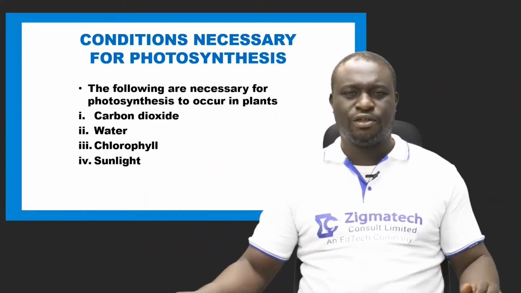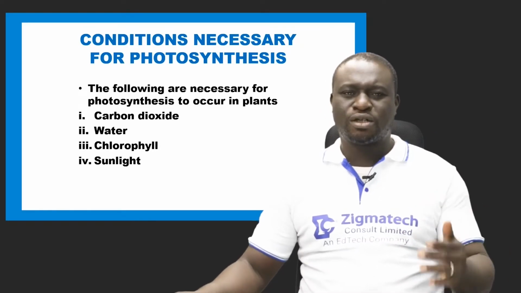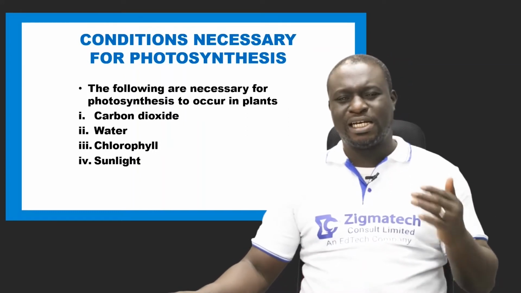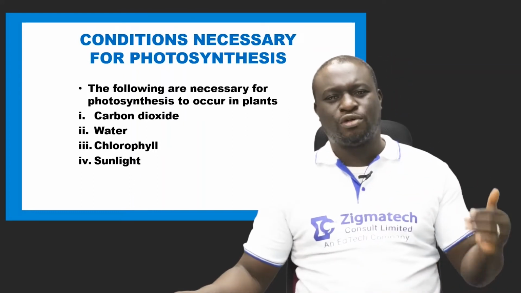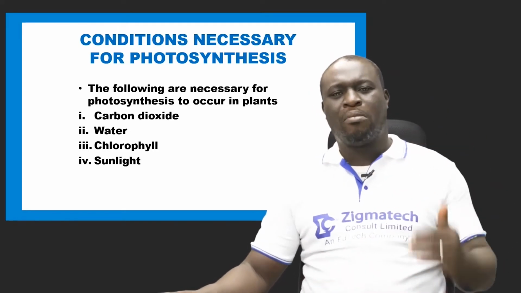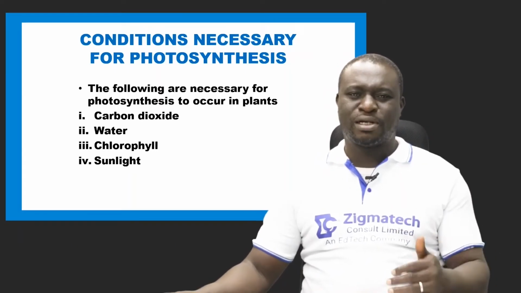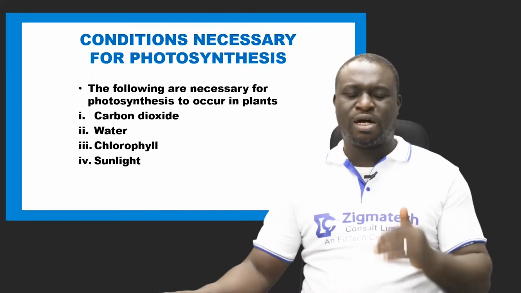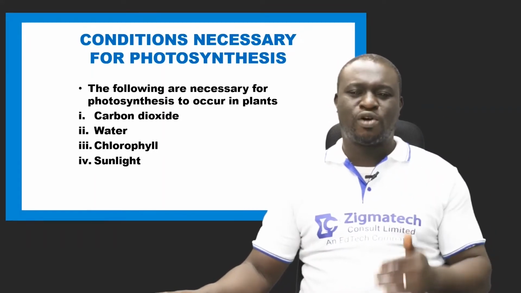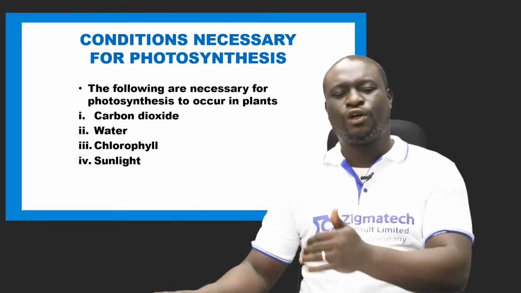Number two condition necessary for photosynthesis to occur is the presence of carbon dioxide. Remember that we said in the definition, in the presence of sunlight, carbon dioxide, and water. So carbon dioxide must be present. And number three, there must be the presence of water. And then number four, there must be the presence of sunlight.